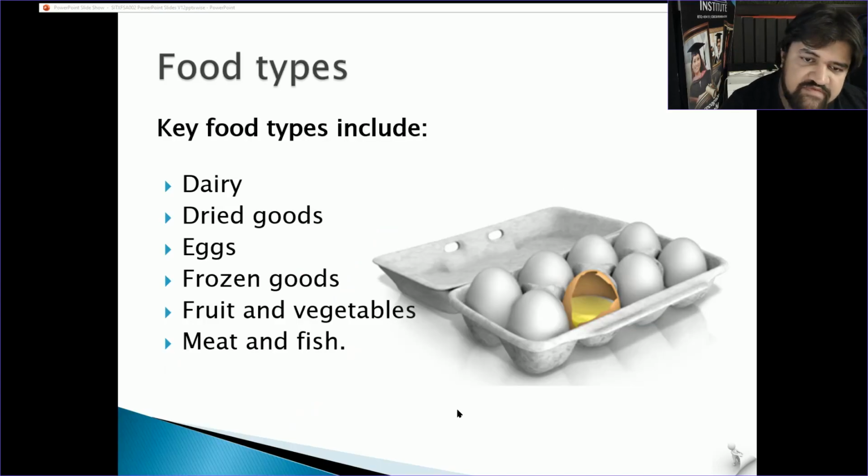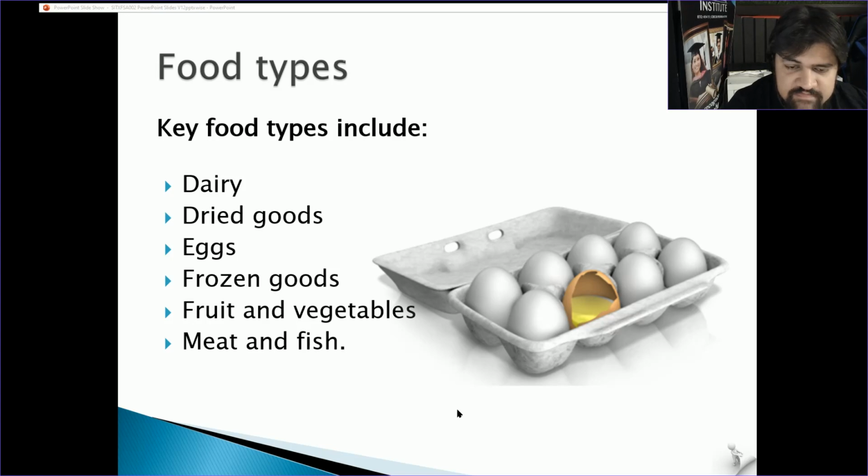So food types, key food types include dairy, dried goods, eggs, frozen goods, fruit and vegetables, meat and fish. So dairy, fridge. Dry goods, room temperature, less humid or no humidity at all. Eggs, cool area or fridge. Frozen goods, freezer obviously. You'd preferably want it between negative 15 and 18 degrees. Fruit and vegetables, either in a crisper or between the 6 and 3 degree range, right?